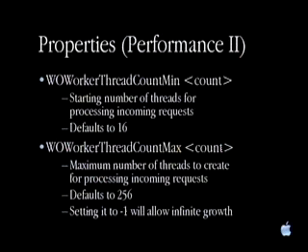So the last thing is WOWorkerThreadCountMin and WOWorkerThreadCountMax. And this is just the number of threads. WOWorkerThreadCount is the number of threads that we use to process incoming requests. We start at 16. We default to grow to 256. You can allow it to grow infinitely.